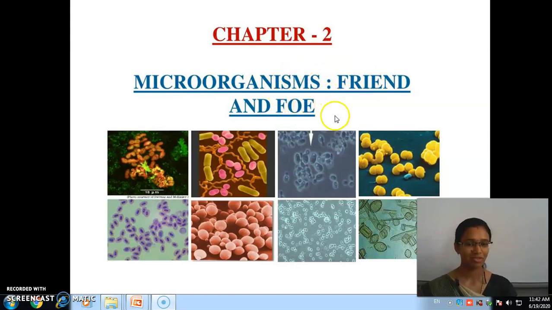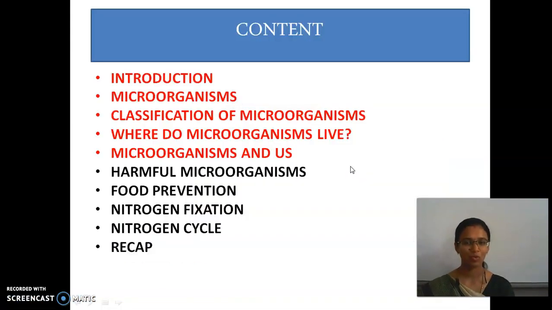Now, shall we look here? There are some pictures of some microorganisms given below. Now, shall we move into the next? These are all the contents of this lesson.